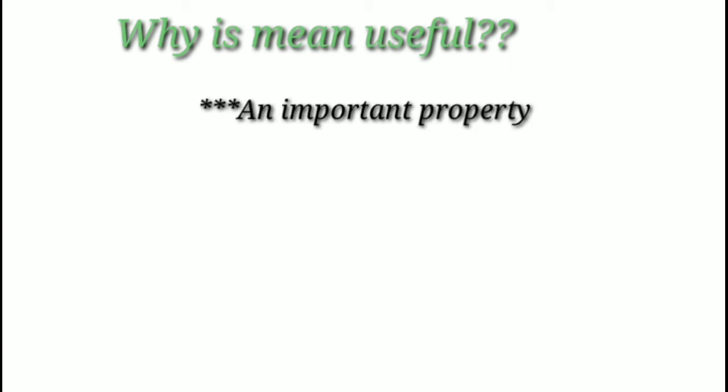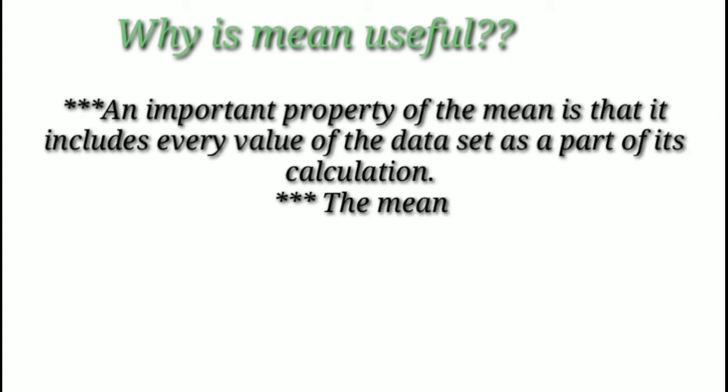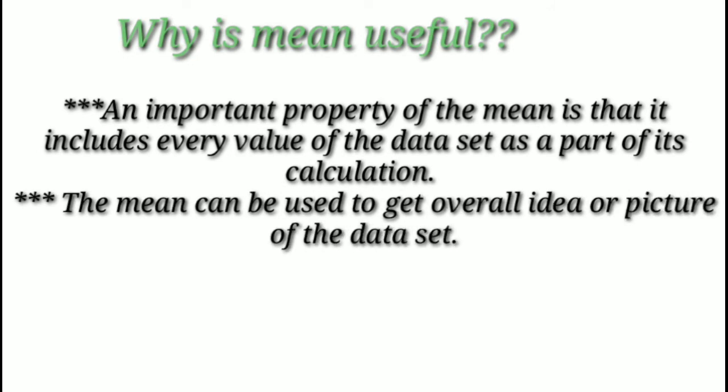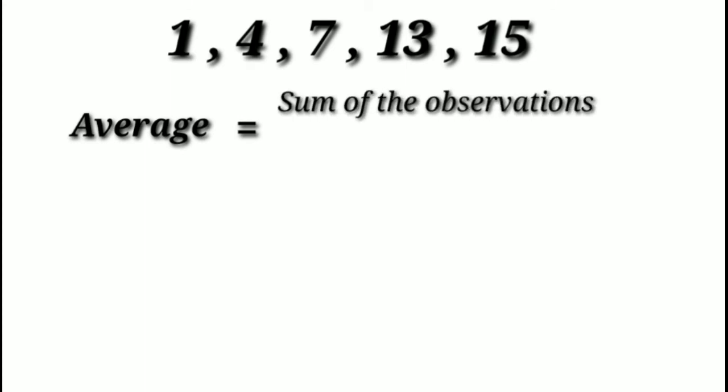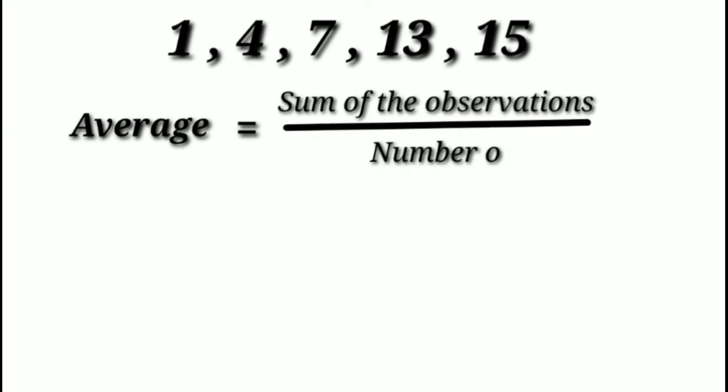Do you know, children? An important property of the mean is that it includes every value of the data set as a part of its calculation. The mean can be used to get overall idea or the picture of the data set. Now let's see how we actually find the average. Consider these 5 numbers 1, 4, 7, 13 and 15. There is a very simple way in which the average can be calculated. It can be calculated as sum of observation divided by the number of observation.